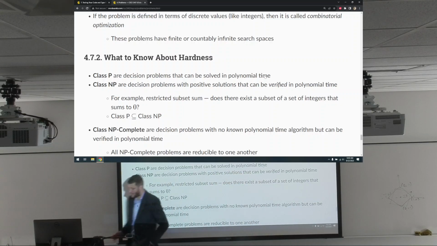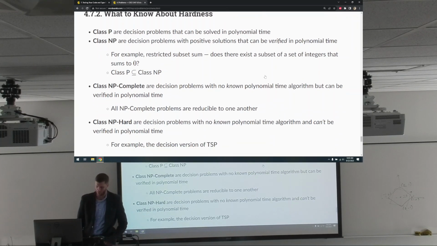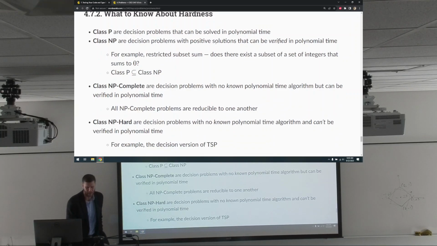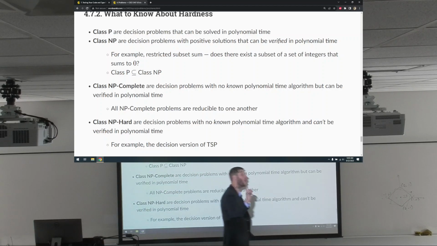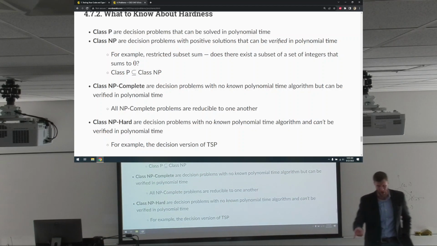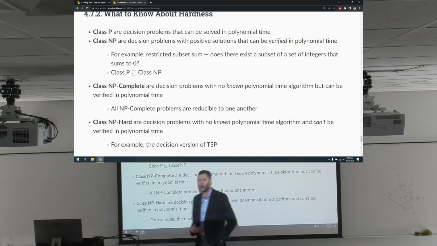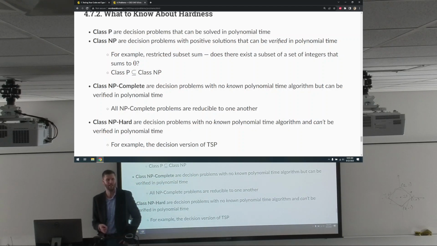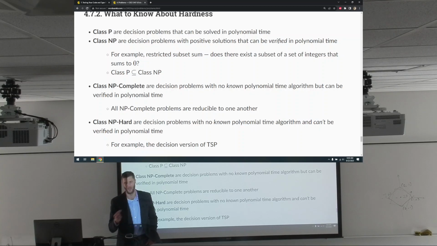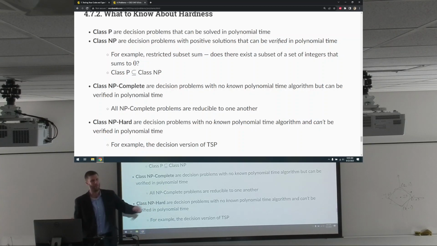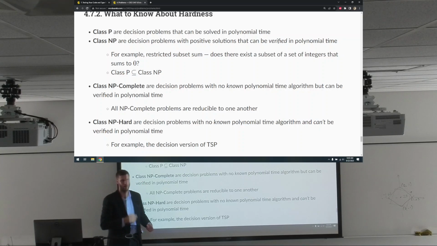Then there's NP complete. These are decision problems with no known polynomial time algorithm, but can be verified. Oh, pardon me, that was class NP. I mixed up a little bit there, but let's go on with NP complete. There's no known polynomial time algorithm, but they can be verified in polynomial time. And what's interesting about NP complete problems is that if I gave you a problem that is classified as NP complete, it's actually equivalent to all other possible problems that are also NP complete. If you have two problems that are NP complete, they're actually the same problem. You can reduce them to one another. They are equivalent. Yeah? What's the definition of polynomial time?